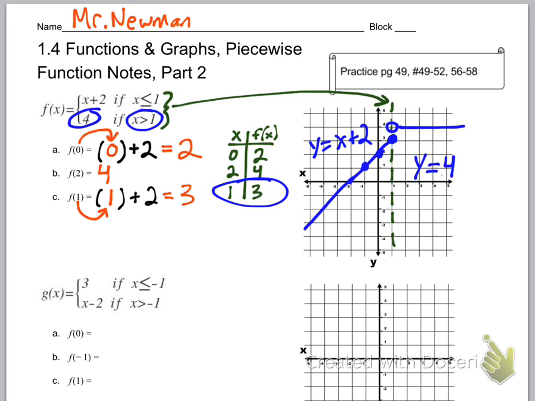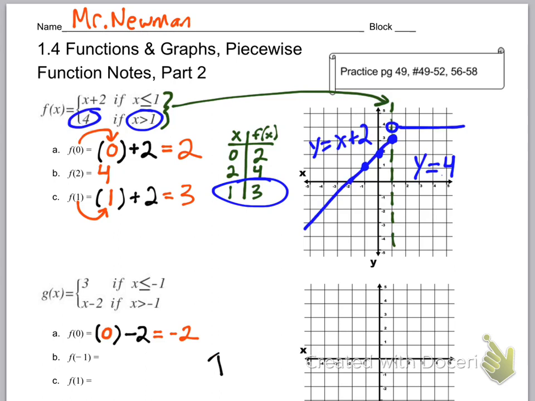So let's look at the next one, and I'll let you guys graph the next one. First of all, the input is 0. So we're going to look, all right, are we going to use 3 or are we going to use x minus 2? Well, is 0 less than or equal to -1, or is it greater than -1? And 0 is greater than -1, so we're going to use x minus 2. For x minus 2, we're going to plug in 0 for x, and we get -2. I went ahead and did the first one.